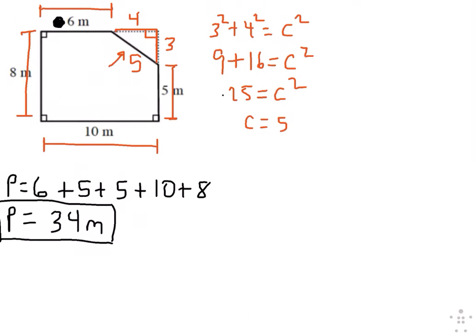Next, we want the area. So 2 ways to do it. I think the easiest way is to take the area of the whole rectangle and then subtract the area of that little triangle.